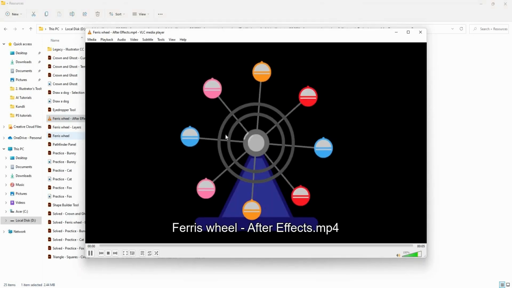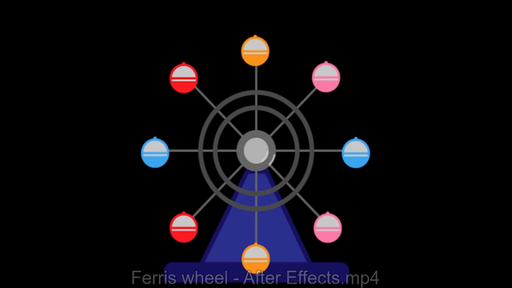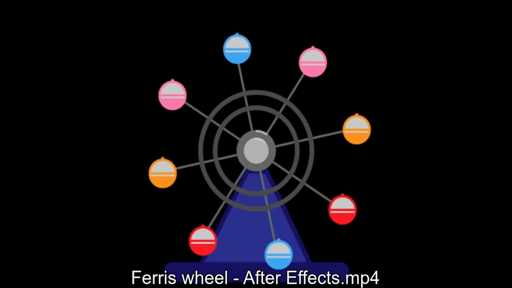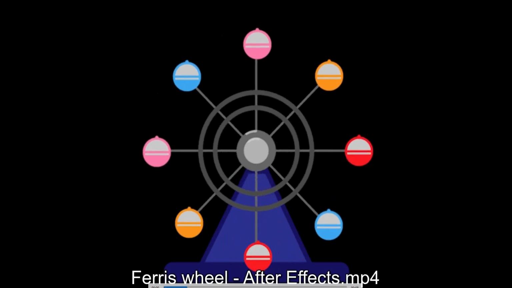This is an example of animation that was created in After Effects. The wheel is moving, it's rotating clockwise. Also the cabins are changing as well.